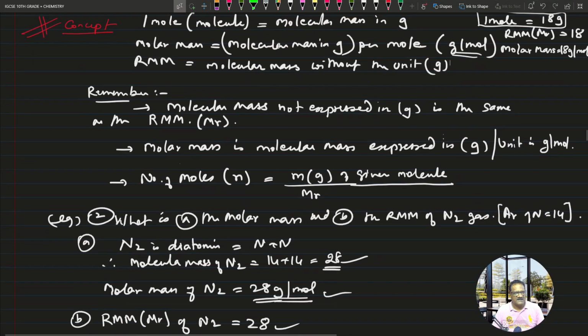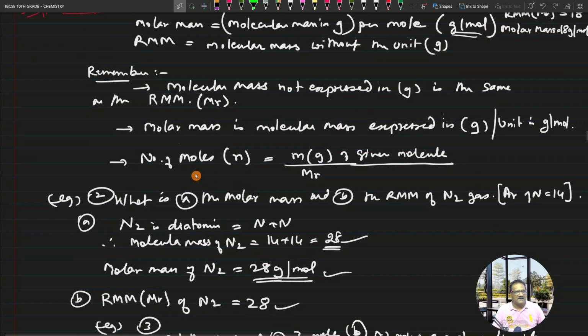Now there's something I've written over here. Molecular mass not expressed in grams is the same as RMM. So this is very clear now to you. RMM is something which is only a number. You don't have to write gram in front of that. And if you want to write molar mass, you will have to write the RMM value and you will have to add a g in front of that. So it is RMM expressed in grams.